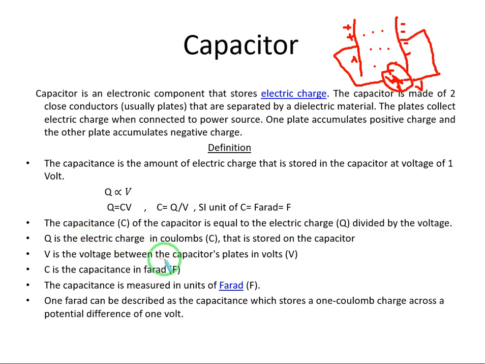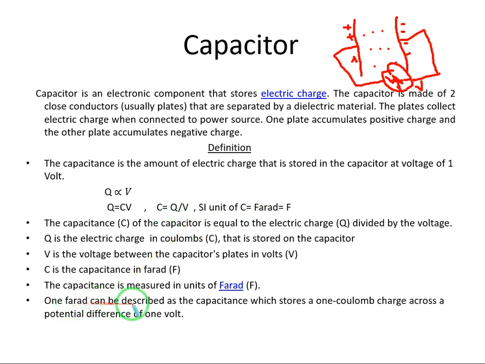Q is electric charge in coulomb that is stored in the capacitor. V is the voltage across the capacitor. C is the capacitance in farad. The capacitance is measured in the unit of farad. So now 1 farad. 1 farad means 1 coulomb charge and 1 volt.